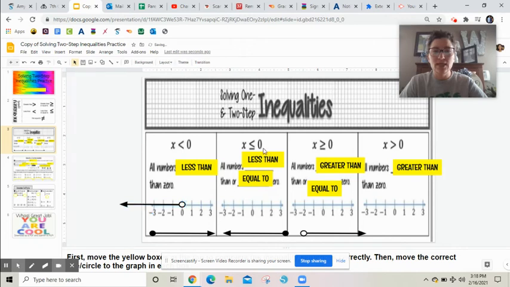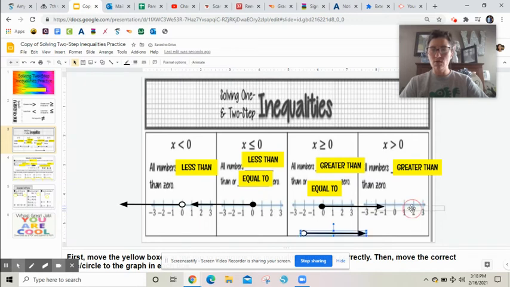X is less than or equal to 0. So it is going to have a closed circle and it's pointing to the left. So I'm going to drag that one there. X is greater than or equal to 0. So it's closed because it has an equal to. And just drag and drop them the best you can. And then this one here, X is greater than 0. We're going to have any numbers bigger than 0.